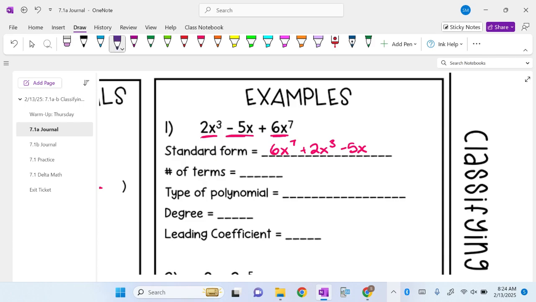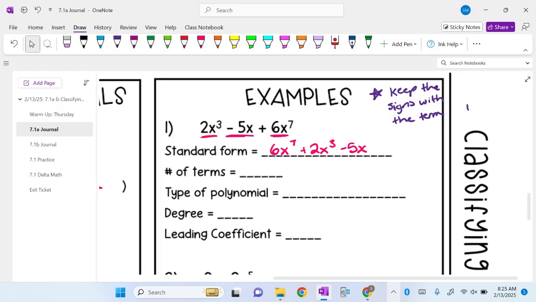Now, something to note. If you're rearranging in standard form, keep the sign with the term. So if there's a negative in front of that term and you're rearranging, make sure that negative stays with it. If there's a positive in front of that term, make sure the positive stays with it, especially when you're rearranging.